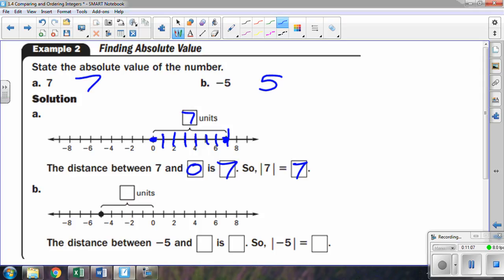We have the exact same thing happening in B. We're taking the distance between negative 5 and 0. How many of those spaces do we wind up having? 1, 2, 3, 4, 5. So it is a total of 5 units between them. We're recognizing the distance between negative 5 and 0 is 5 gaps, 5 tick marks, which tells us then the absolute value of negative 5 is positive 5. It is important for you to understand absolute value is distance from 0.